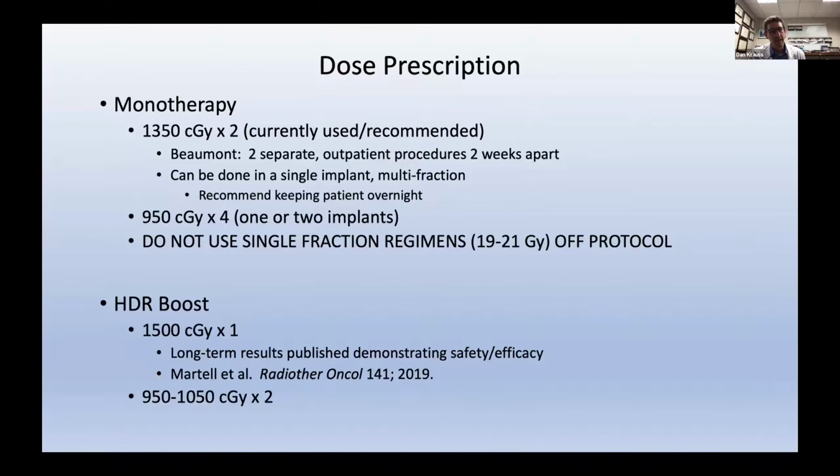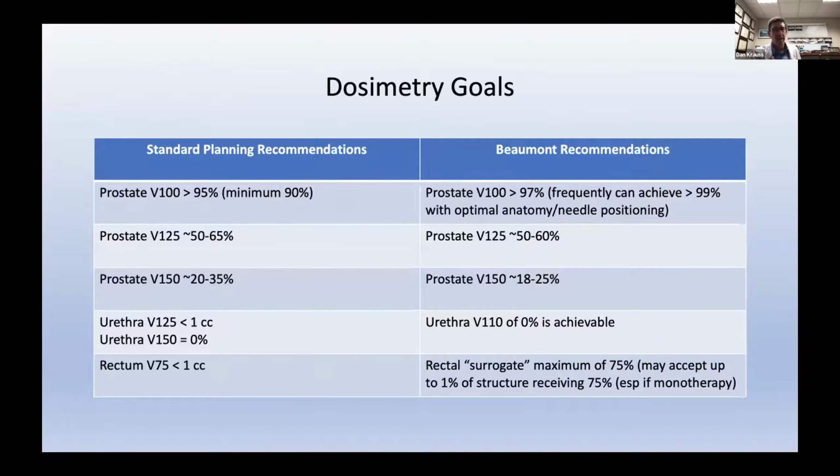And obviously, if you've been paying attention to the updates on single fraction protocols, don't do them off protocol. Local recurrence rates are much higher. So unless you're bringing something new or novel to the single fraction game that you think should make it work better, I just stay away. For HDR boost, 15 gray times 1 is definitely the most commonly used regimen. We still use 1050 times 2. Anything in the range of 950 to 1050 times 2 is reasonable as well. I'm comfortable with either of these.